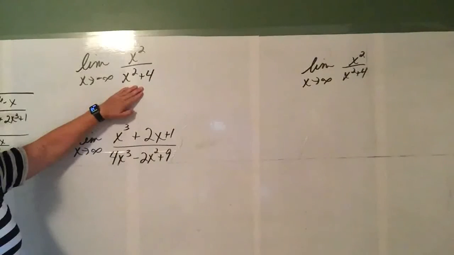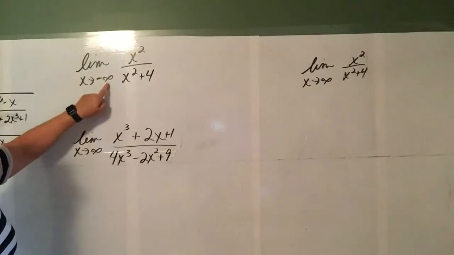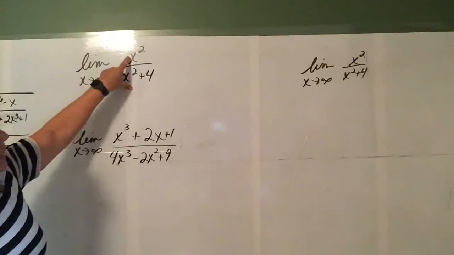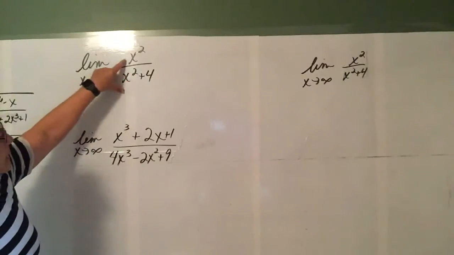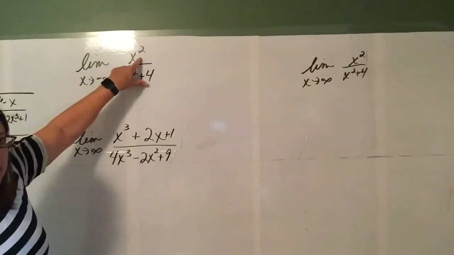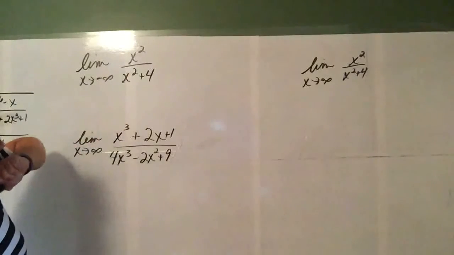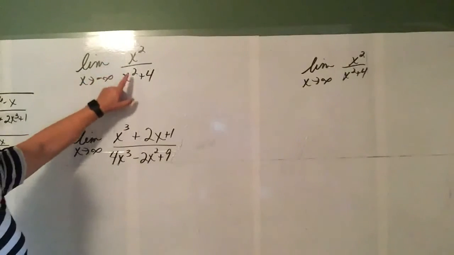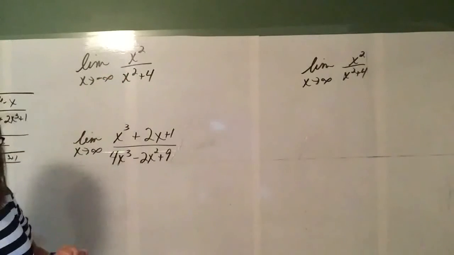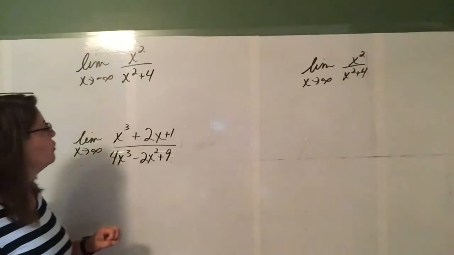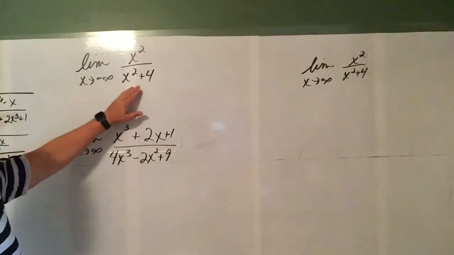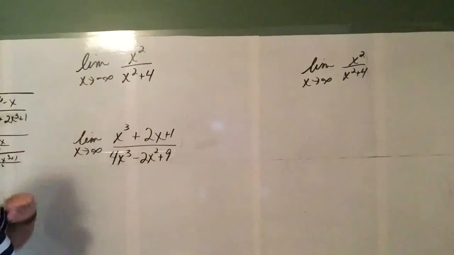Looking at this one, if I plug negative infinity in for x here, negative infinity squared will be positive infinity. So we'll have a positive infinity over positive infinity. So that's still the indeterminate form. So we're going to have to do something different. It's not factorable, so there's nothing that will factor to cancel out.